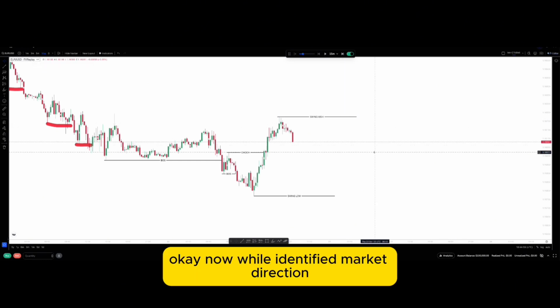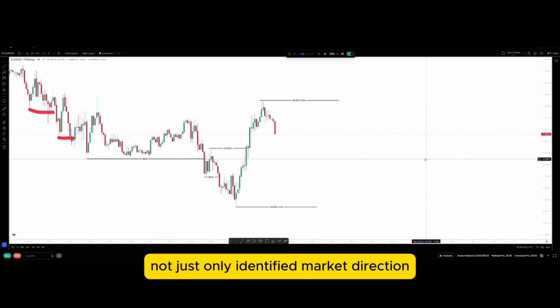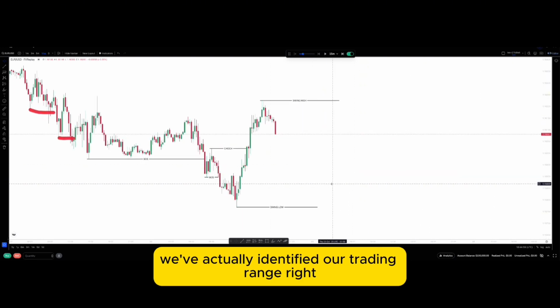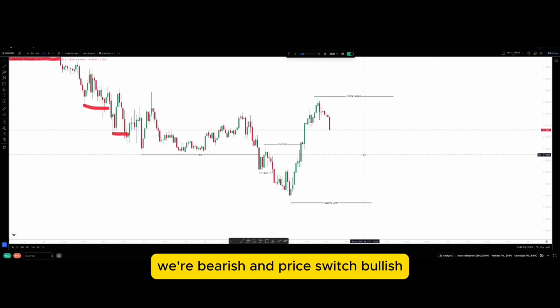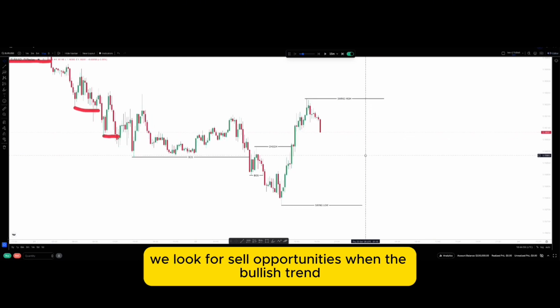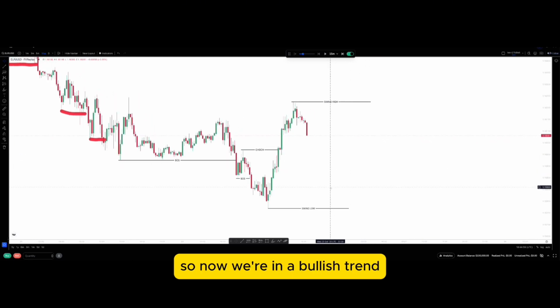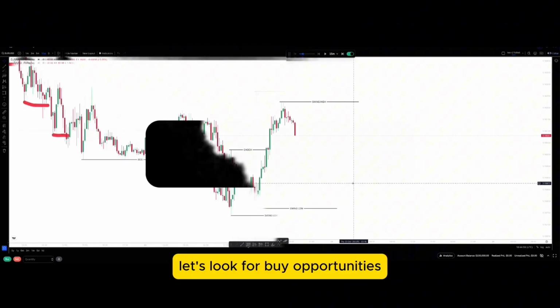Okay, now we've not only identified market direction, we've actually identified our trading range, right? We're bearish, then price switched bullish. So remember, in a bearish trend, we look for sell opportunities. When in a bullish trend, we look for buy opportunities. So now we're in a bullish trend. Let's look for buy opportunities.